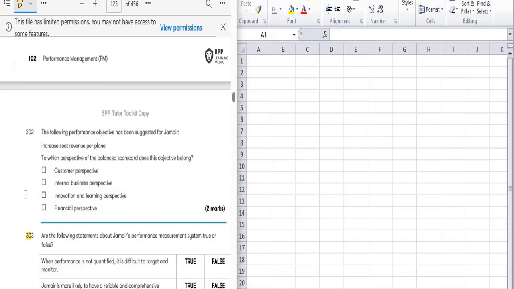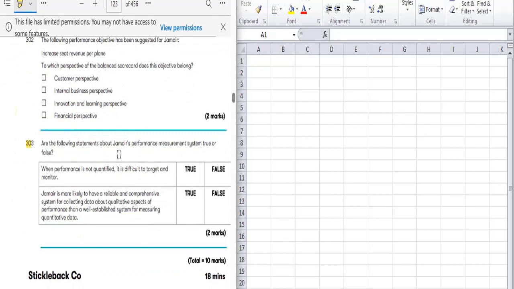So this is not something related to the customer perspective. If the question had told how much the revenue has increased overall as compared to the total revenue of new customers, in that case it would be the customer perspective. But it's all about the increase in the seat revenue per plane, so this is all about the financial perspective.